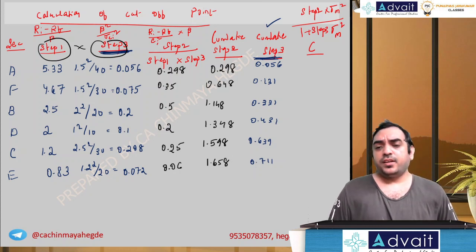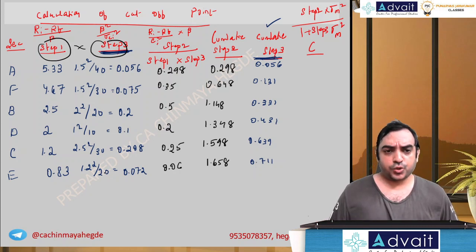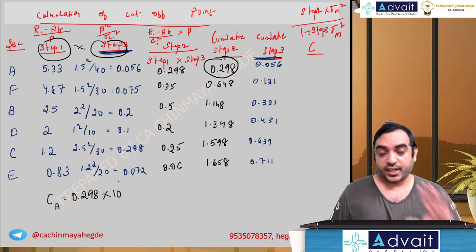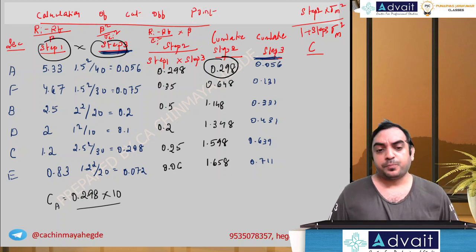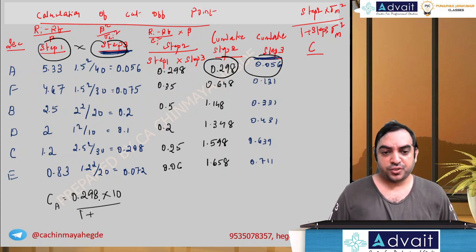Okay. Last step, step C. I don't have space to write down, so I'll just show you for security A. See how to calculate for A; like that CA, CB, CF, everything you should calculate. Step 2, we have already the cumulative column, 0.298, multiplied by market variance, which is 10. The given market variance is 10, not 10 square. Divided by 1 plus step 3, that is 0.056 multiplied by 10.